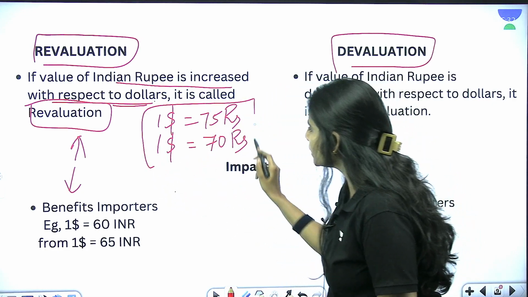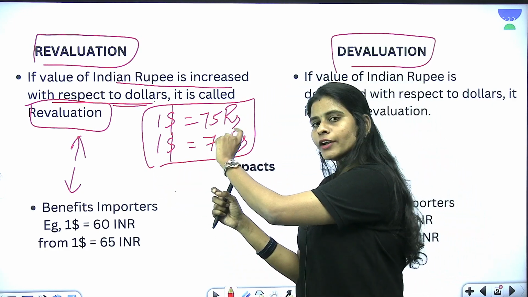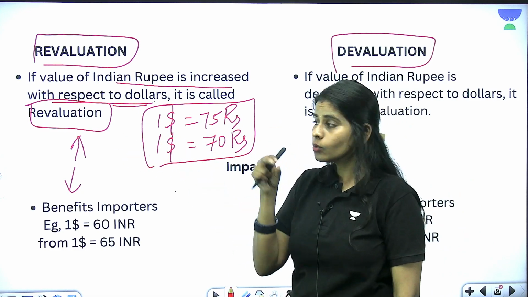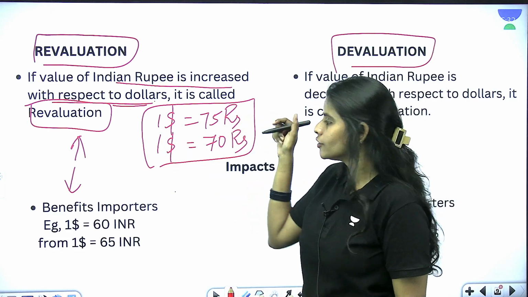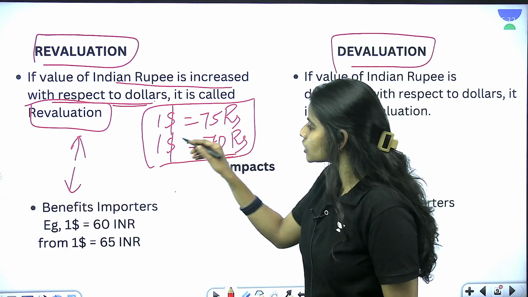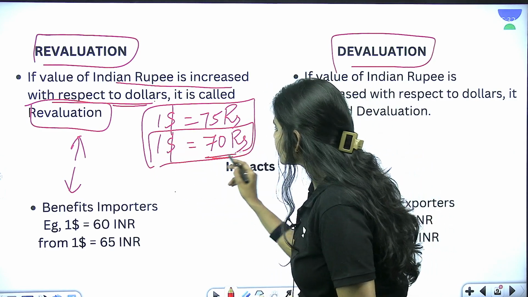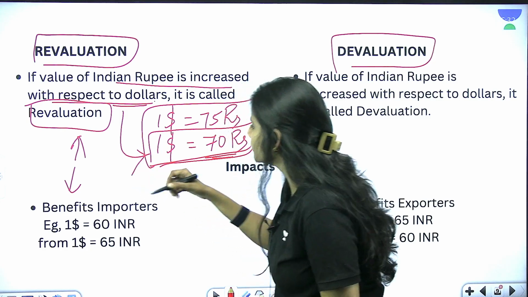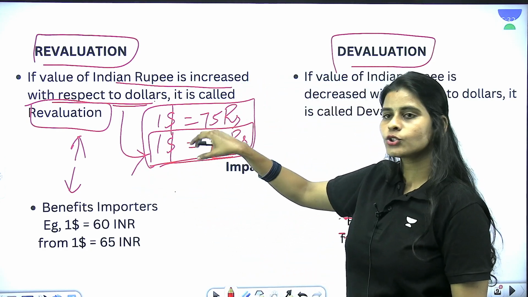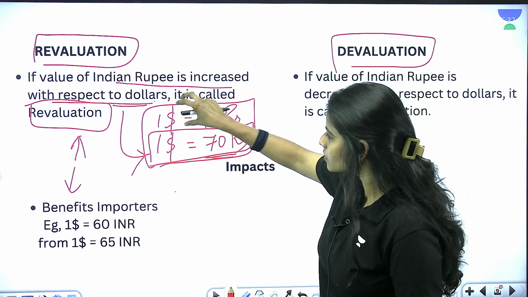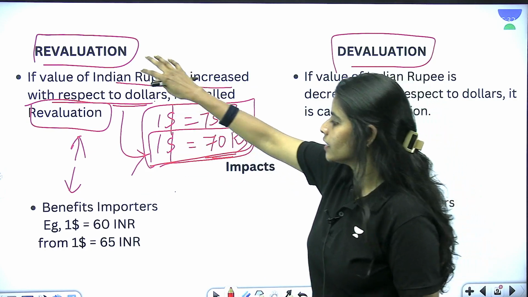from $1 equal to 75 rupees to $1 equal to 70 rupees. So what is happening here? Earlier 75 rupees was worth $1, but now 70 rupees is worth $1. So the value of the Indian rupee with respect to the dollar is increasing. So in that case, this is called revaluation. RBI changing the exchange rate from this condition to this condition is called revaluation.